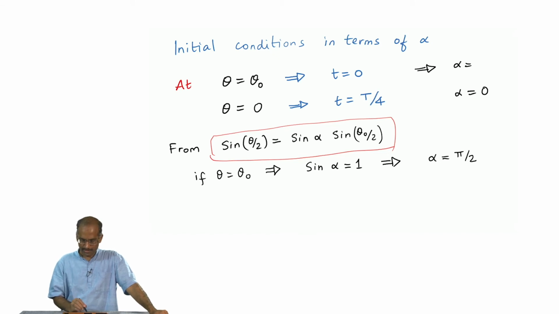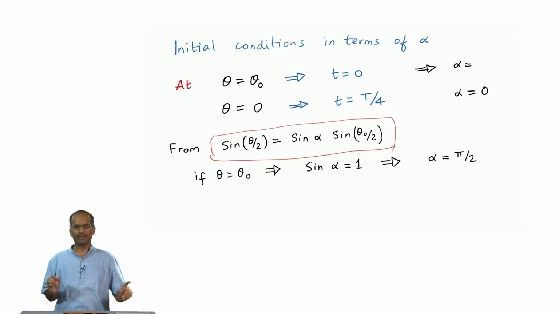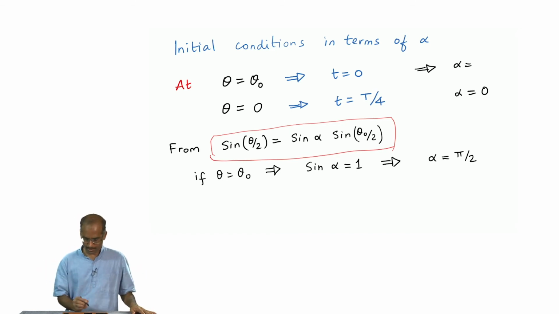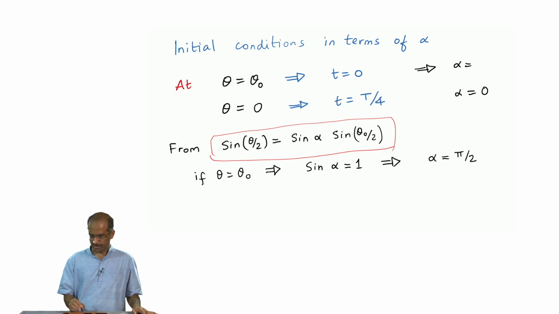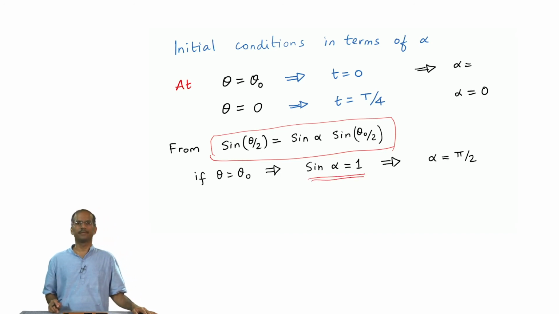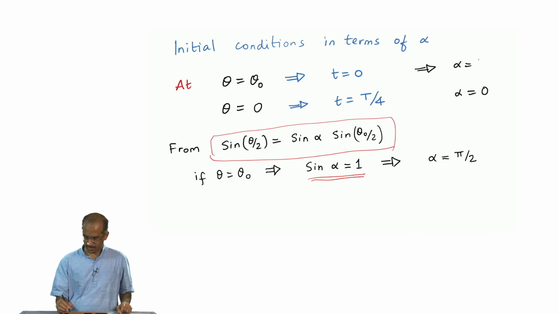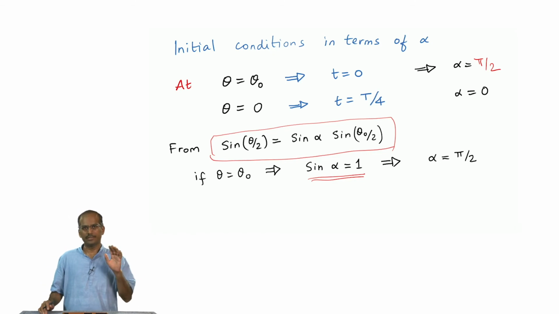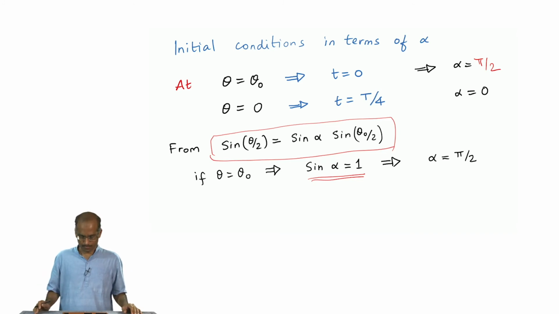Here, if I take theta to be theta 0, then I have a sin theta 0 by 2 on the left hand side and another sin theta 0 by 2 on the right hand side. They will cancel one another and I will be left with the condition that sin alpha should be equal to 1. This implies that alpha has to be pi by 2. So, the correct initial condition written in terms of alpha is that at t equal to 0, alpha is pi by 2. This corresponds to the case when theta is equal to some arbitrary value theta 0.